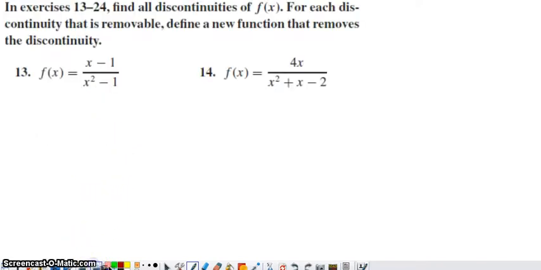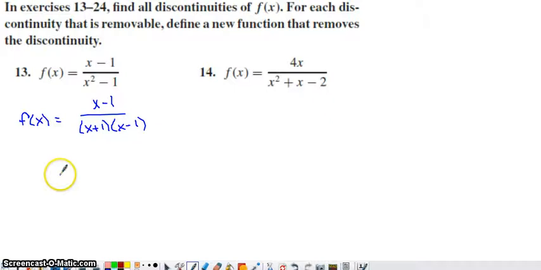So we will wrap up this video by looking at two examples from out of a calculus textbook. The directions say to find the discontinuities for the function. For each discontinuity that's removable, define a new function that removes the discontinuity. If we look at number 13 first, if you rewrite this function with its denominator in factored form, it's going to be pretty easy to figure out what values of x make this function discontinuous.